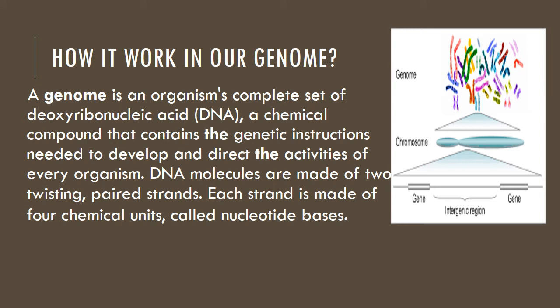A genome is an organism's complete set of deoxyribonucleic acid, that is DNA, a chemical compound that contains the genetic instructions needed to develop and direct the activities of every organism. DNA molecules are made up of two twisting paired strands. Each strand is made of four chemical units called nucleotide bases. The structure shows the genome. Between two genes there is an intergenic region. Above that there is the chromosome, and above the chromosome there are genomes.